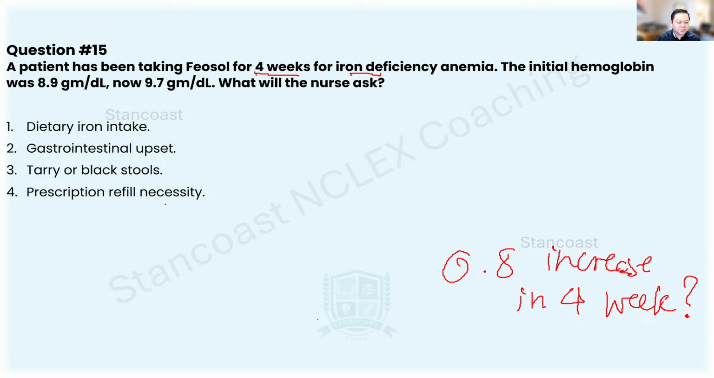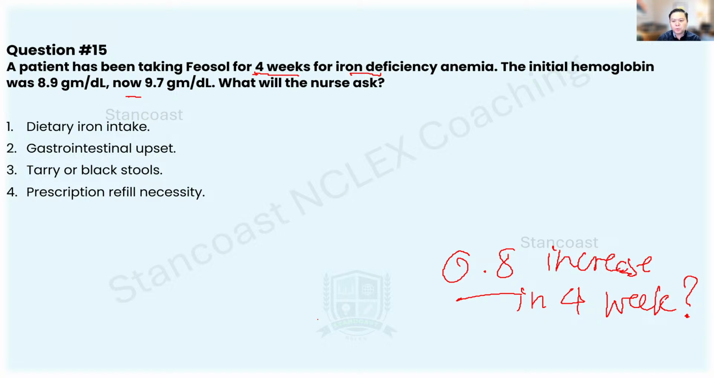So what would be your suspicion here, guys? A patient has been taking iron for 4 weeks for iron deficiency anemia. The initial hemoglobin was 8.9 g/dL. Now it's 9.7, so it's actually going up. But is this the expected increment in a patient who should be taking it regularly for 4 weeks? This is only a very slight increase. There should be more than 0.8 for this level. It's not really improving a whole lot for this patient.